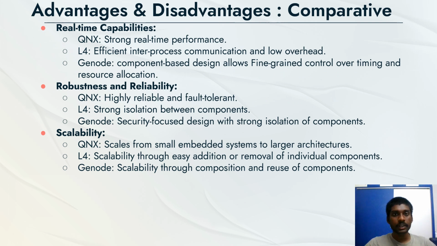Let's discuss advantages and disadvantages. Real-time capability. QNX is known for its strong real-time performance, making it suitable for applications that require precise timing and responsiveness. While L4 does not focus specially on real-time capabilities, its microkernel architecture provides efficient inter-process communication and low overhead, contributing to good real-time performance.